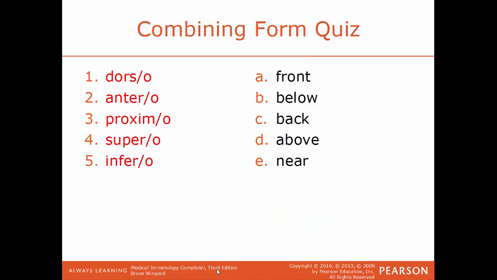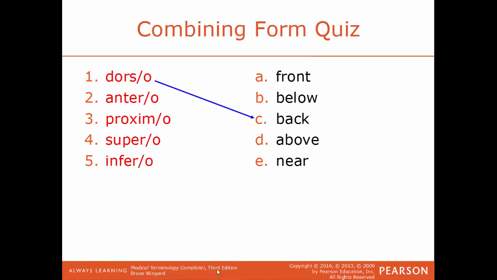Alright, we'll end our video with our short quiz on the combining forms and their definitions. The 5 on the left are the root words, and then the definitions are on the right. It's either going to be dorso, antero, proximo, supero, infero. They can mean either front, below, back, above, or near.